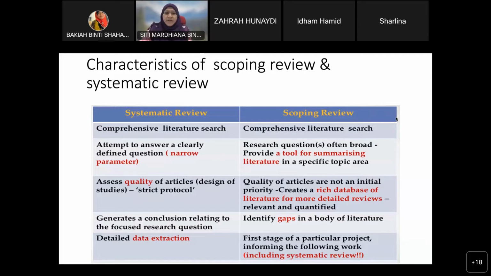And for systematic review, it generates a conclusion relating to the focus research question, where it may produce statements to guide decision making. Whereas in scoping review, the conclusion usually mentions that it is able to identify the gaps in a body of literature. And in systematic review, it involves detailed data extraction. Whereas for the scoping review, like I mentioned in the previous slide, it is a first stage of a particular project informing the following work. And when you start with scoping review, it can also be followed by a systematic review.